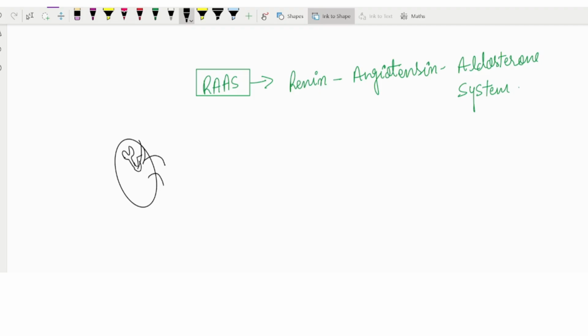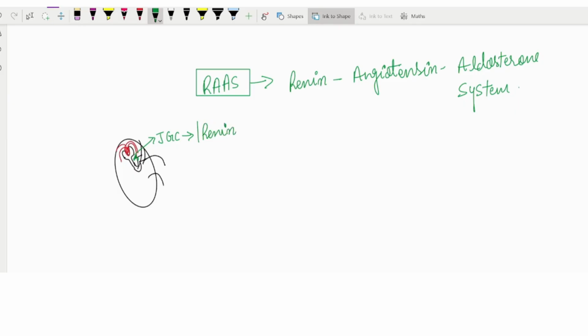Okay, so at the junction of the afferent arteriole and the DCT, there are some specific cells which are known as the JG cells. These are known as the JG cells. These are actually juxtaglomerular cells, and they are secreting a hormone, which is known as the renin hormone. It will release the renin hormone, RENIN.